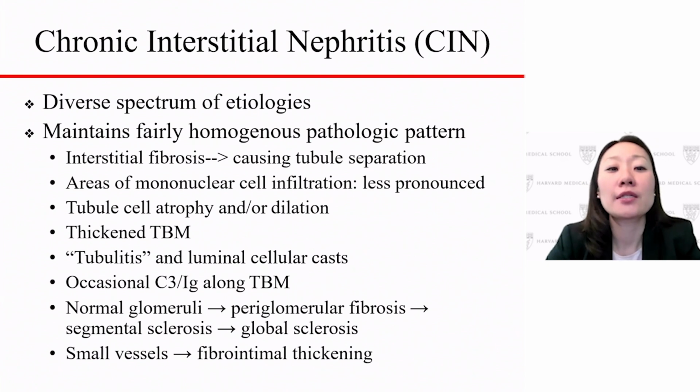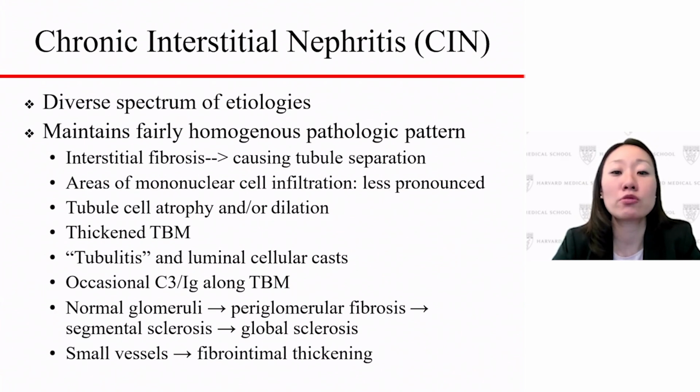Let's move on now to chronic interstitial nephritis. In these cases, there is a diverse spectrum of etiologies. However, despite the diverse spectrum of etiologies, there is a fairly homogeneous pathologic pattern that is seen on biopsies.